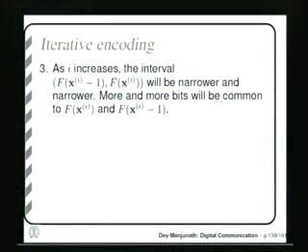Okay. As i increases, the interval will be narrower and narrower. More and more bits will be common to these 2, because this interval will be narrower. So, for example, at the ith level you have 7 bits common, at the i plus 1th level you may have 9 bits common. So, you can then encode 2 more bits. So, more and more bits can be encoded as i increases. So, that is the iterative encoding.